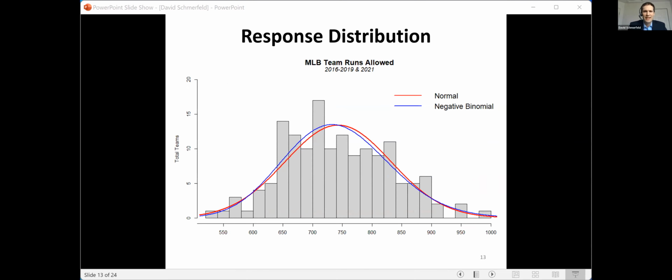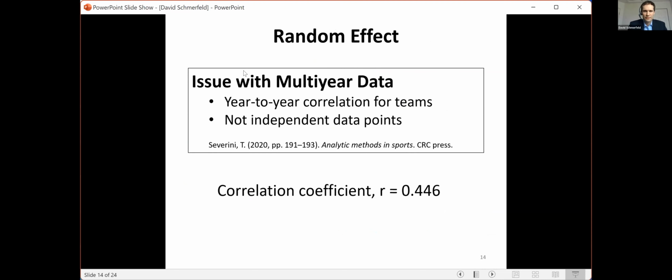That means that the median's less than the mean. That happens because you can't allow less than 0 runs in a game. Normally that tends to even out once you get into really high numbers like we are here, around 700 and 800, but you still see some remnants of that left. So even though the negative binomial is just an incremental improvement, it still does a little bit of an improvement. So I went with it. I'm going to choose the negative binomial and go with a generalized linear model.